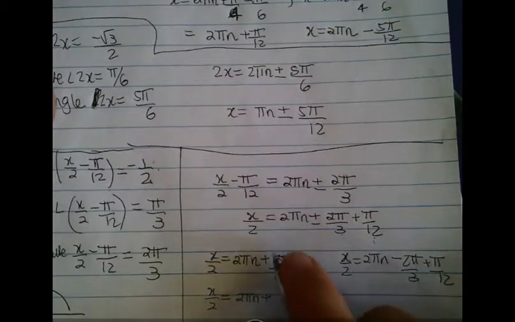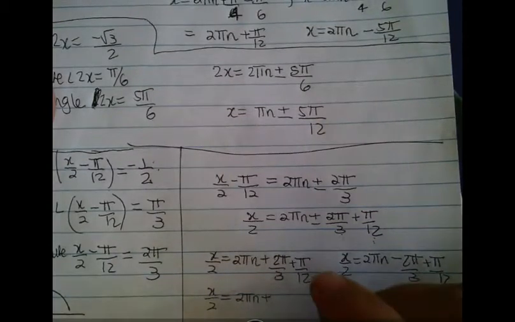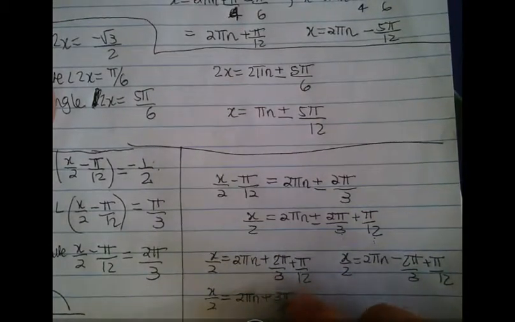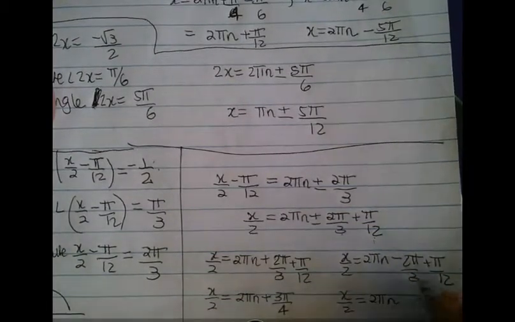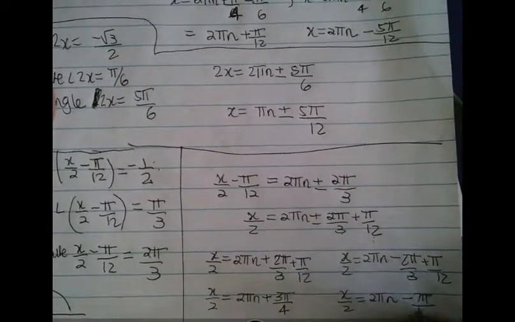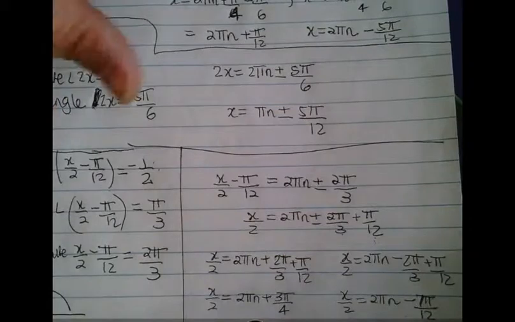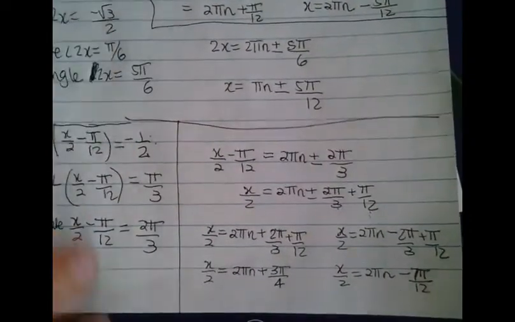Well, I'm thinking it's 9 pi on 12. That's 3/4 pi. And this one is 2 pi n. What's that, minus 8 plus 1. Is that minus 7 pi on 12? I'm not finished yet. And then you multiply through by 2.